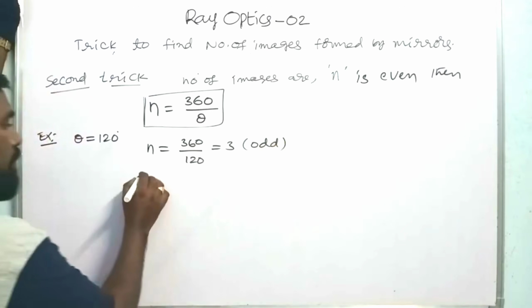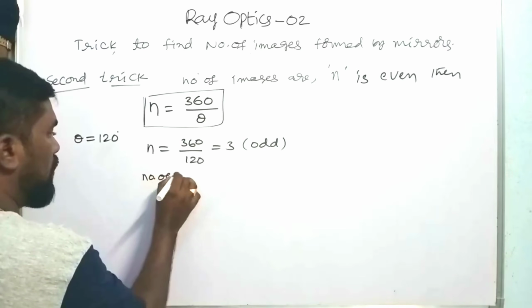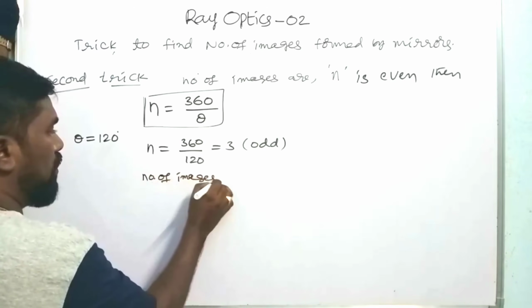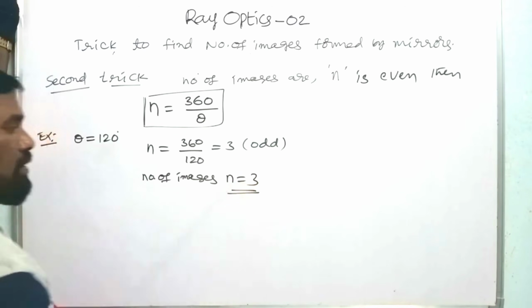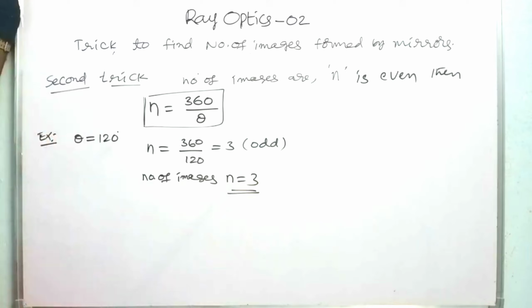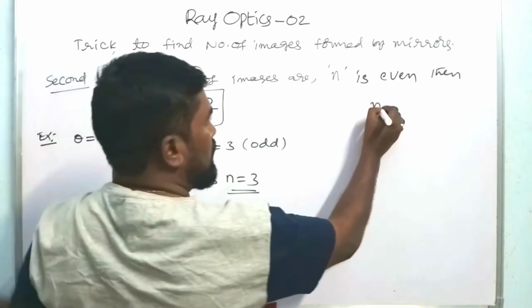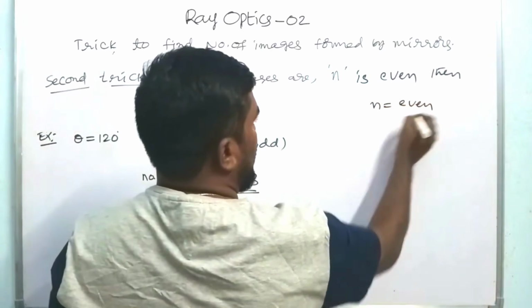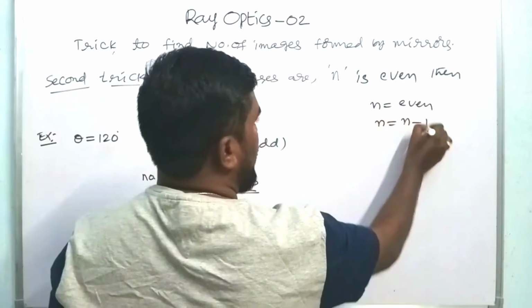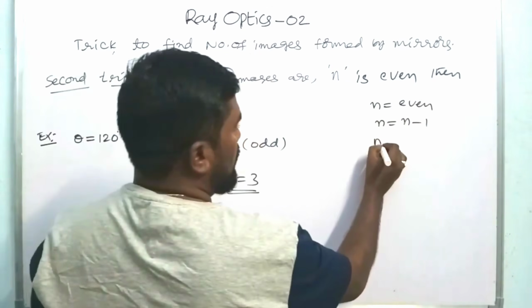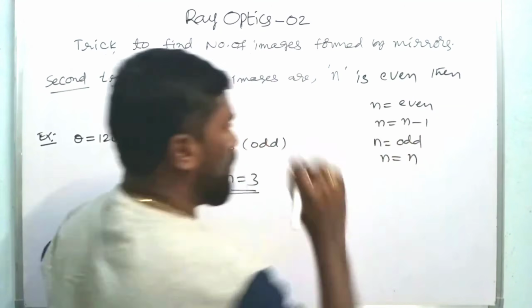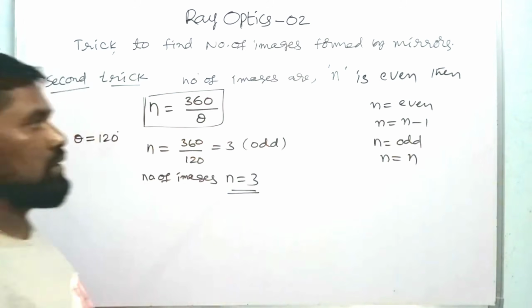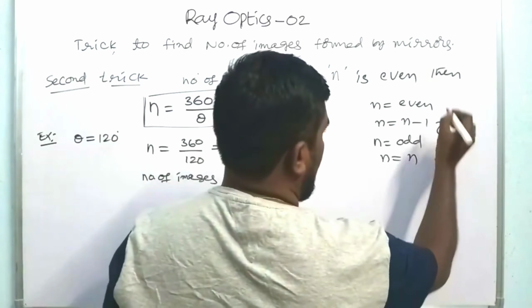Okay, then the number of images n is equal to 3. So you should not subtract the value of 1. If n is even, then the number of images is n minus 1. If n is odd, the number of images is n only. So that is what you have to remember here.